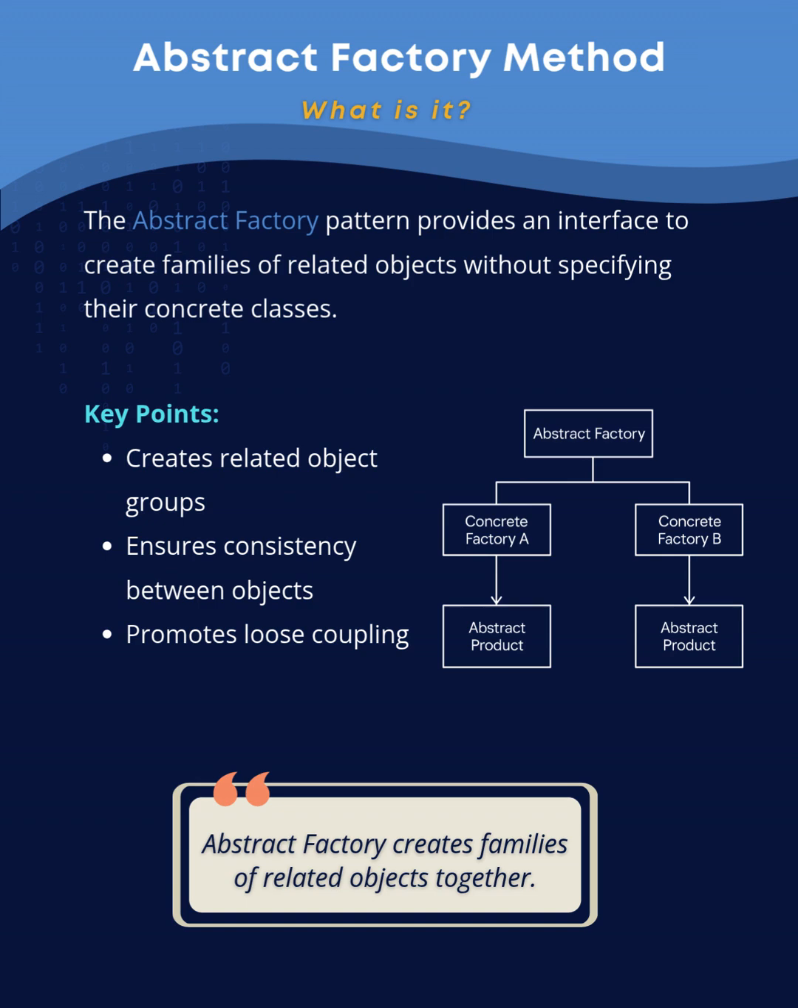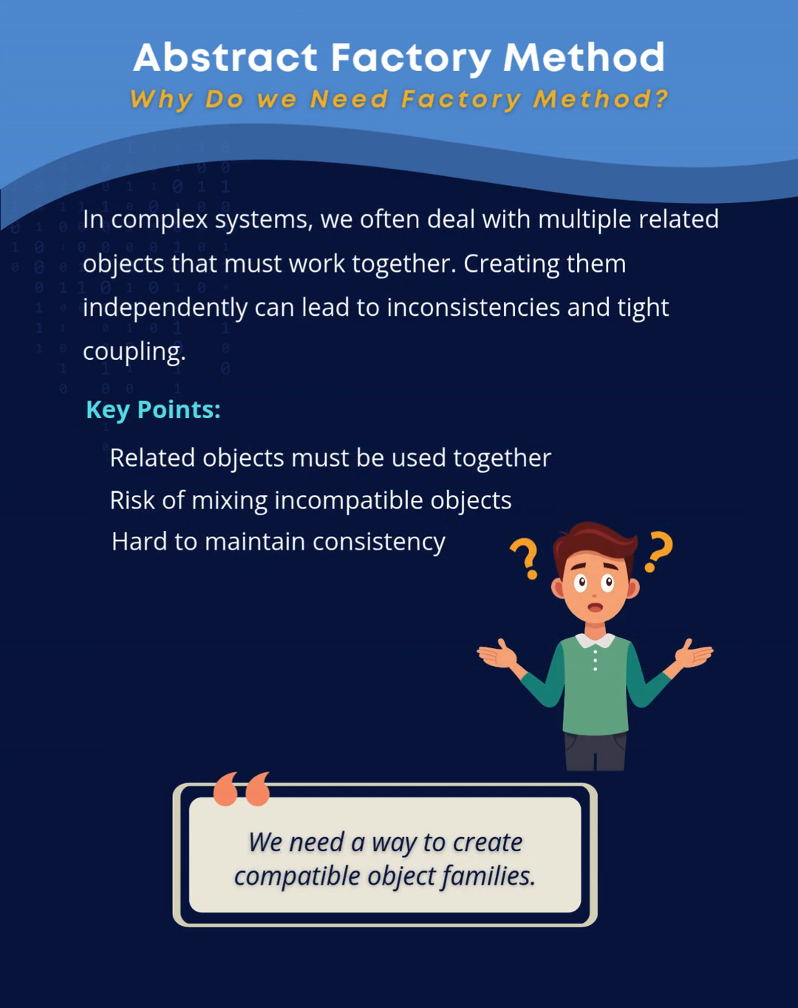If you create them independently, you risk mixing incompatible objects, and it becomes really hard to maintain consistency across your codebase. Related objects must always be used together. Mixing incompatible ones causes bugs. And maintaining consistency manually is painful. We need a better way, and that's where Abstract Factory shines. Here's the core idea. Abstract Factory defines an interface for creating multiple related objects, while the concrete factories ensure that all created objects belong to the same family.